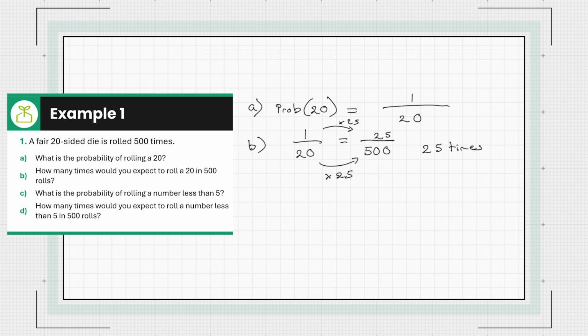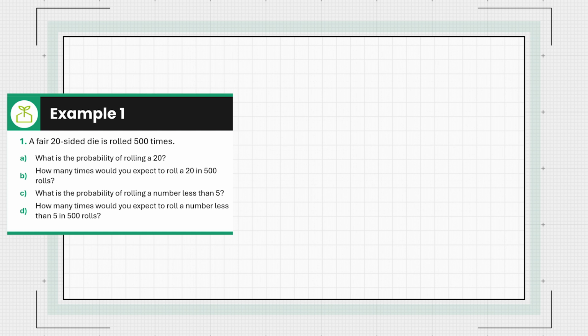So I'd only expect to get it 25 times. So if you're playing a board game and you need to roll a 20 in order to get something beneficial to happen, your chances are quite small. Alright, let's look at the next one.